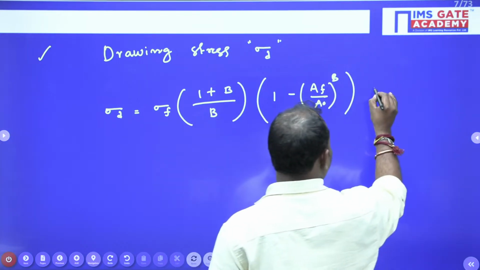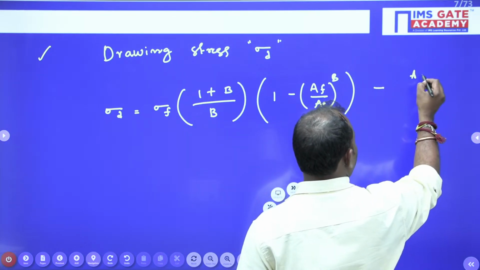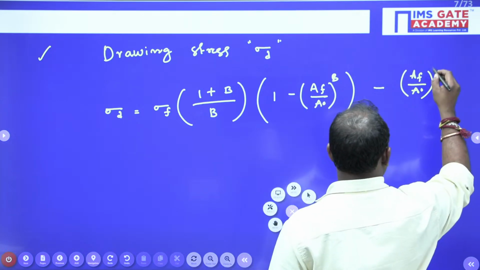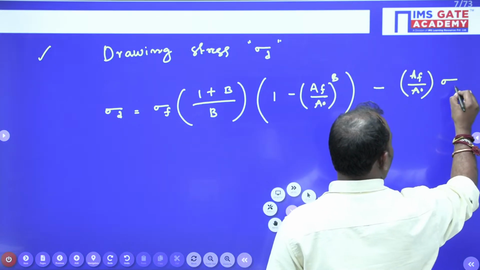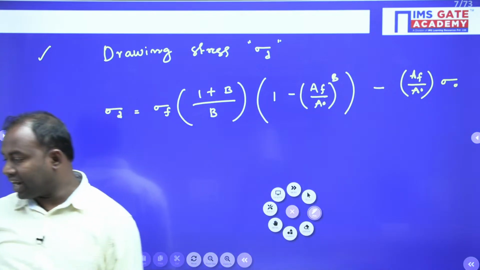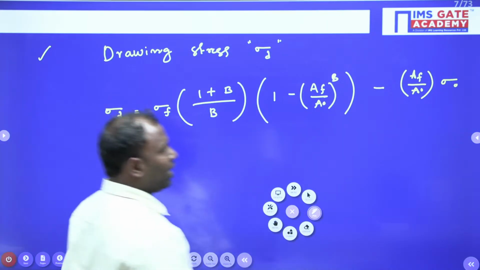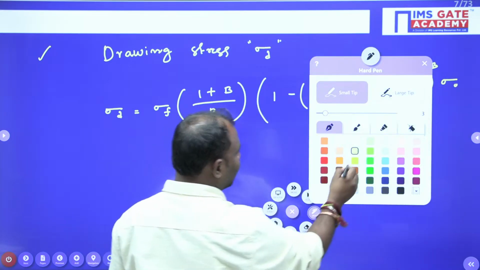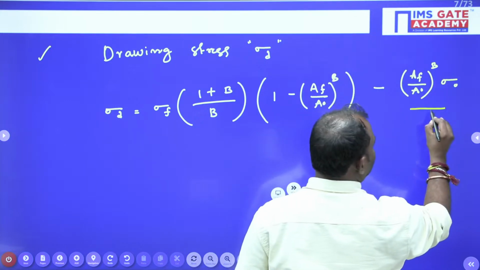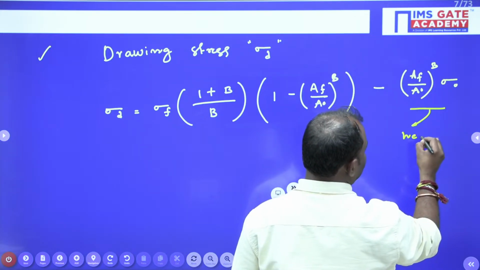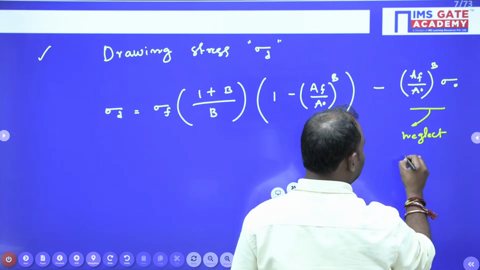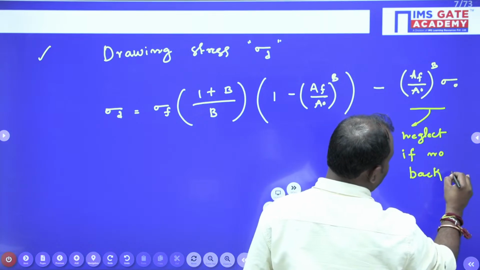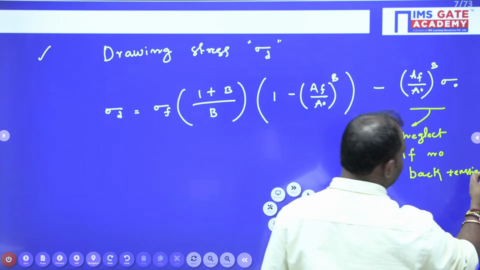Now here minus (AF by A naught) whole power, here it is sigma naught, if back tension is given. So if back tension is given, then only you apply this formula. Otherwise, you just neglect this term if back tension is not given. Neglect this. Neglect if no back tension in drawing.